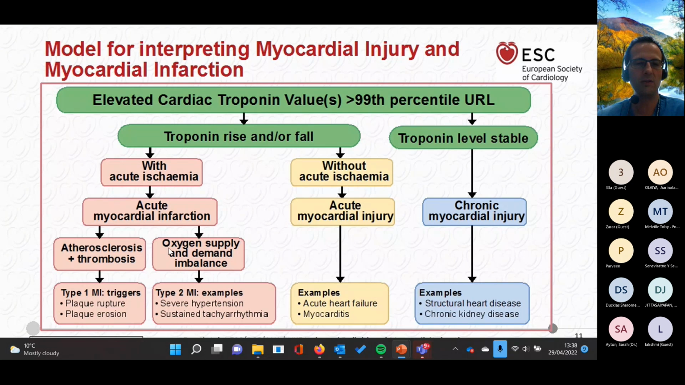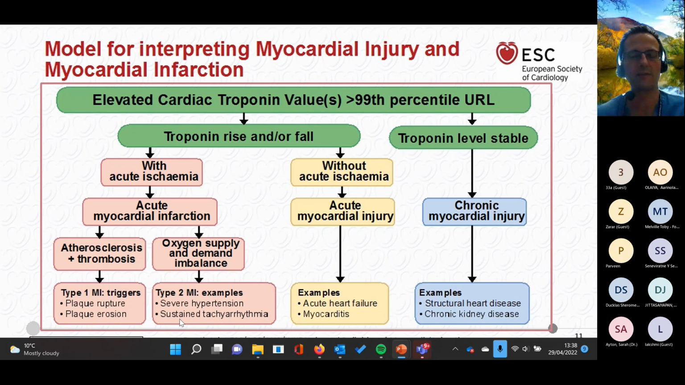Or it could be that we have an increased demand placed on the heart. Although the stenosis hasn't changed, so the chronically narrowed artery hasn't changed, the higher demand on the heart is too much for supply. And so we end up with damage to the heart happening because supply can't keep pace with demand. We call that a type 2 myocardial infarction.